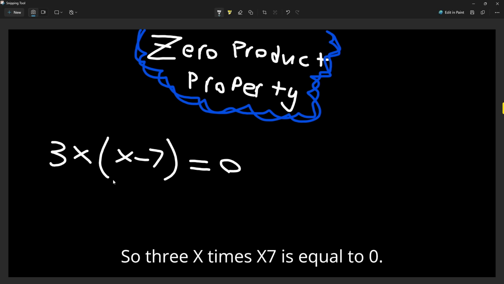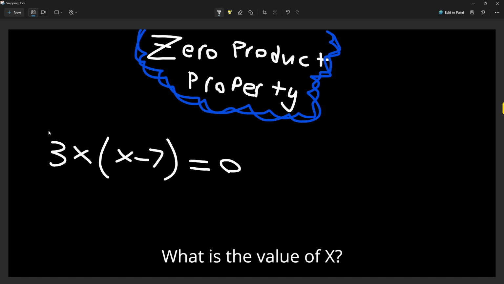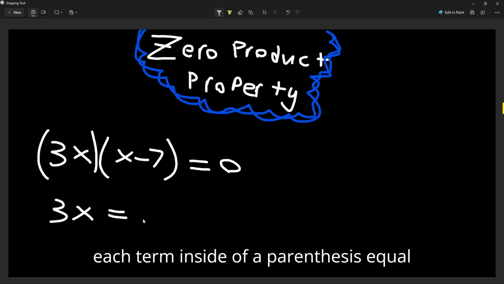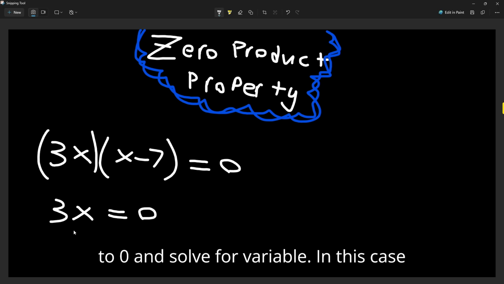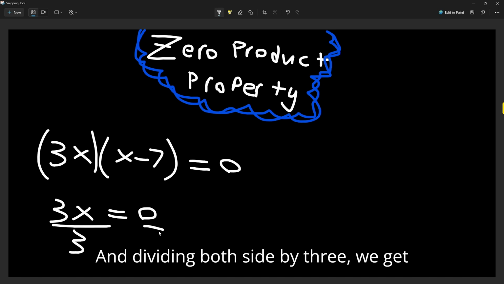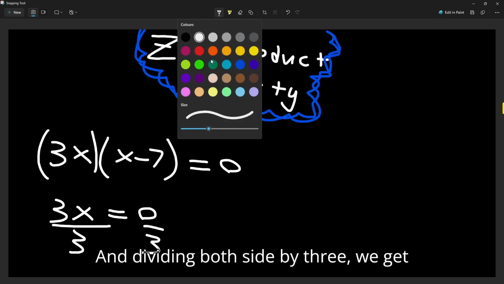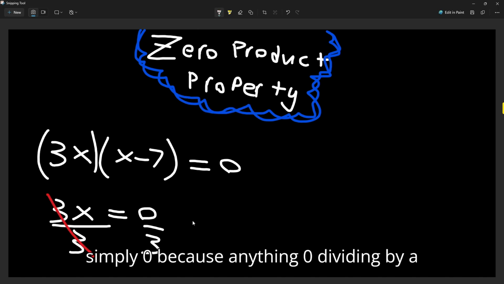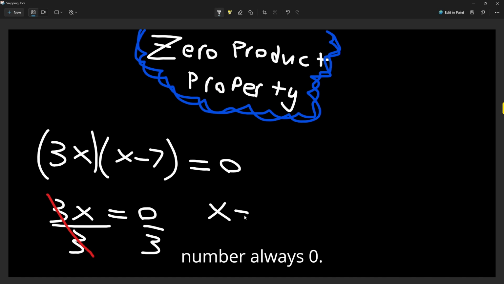So 3x times (x - 7) is equal to 0, what is the value of x? So putting 3x in a parenthesis, let's set each term inside of a parenthesis equal to 0 and solve for the variable, in this case it's x. Dividing both sides by 3, we get that x is equal to 0 divided by 3, or just simply 0, because 0 divided by a number is always 0.